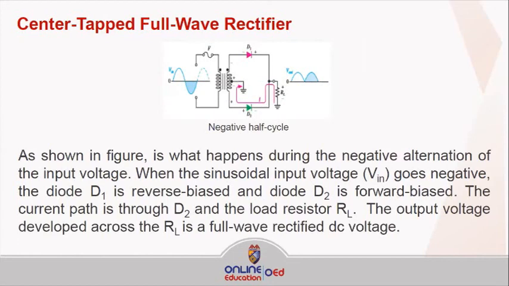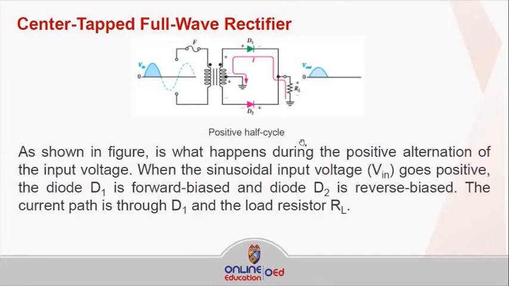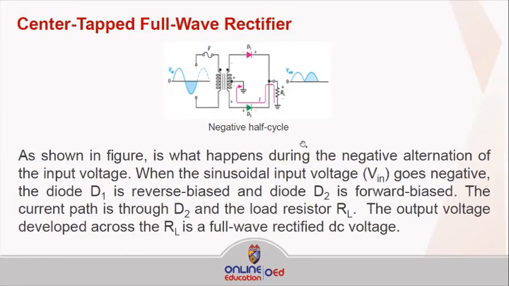Okay, continuation. How about the negative half cycle naman? Kung meron tayong positive half cycle, sa negative half cycle naman ng center tap full wave rectifier, as shown in the figure is what happens during the negative alternation of the input voltage. Okay, ito yung nangyayari kapag negative half cycle or negative alternation ng input voltage dito. When the sinusoidal input voltage Vin, okay, dito, goes negative naman, the diode 1 naman, kabaliktaran, magiging reverse bias naman dito or magiging block the current.